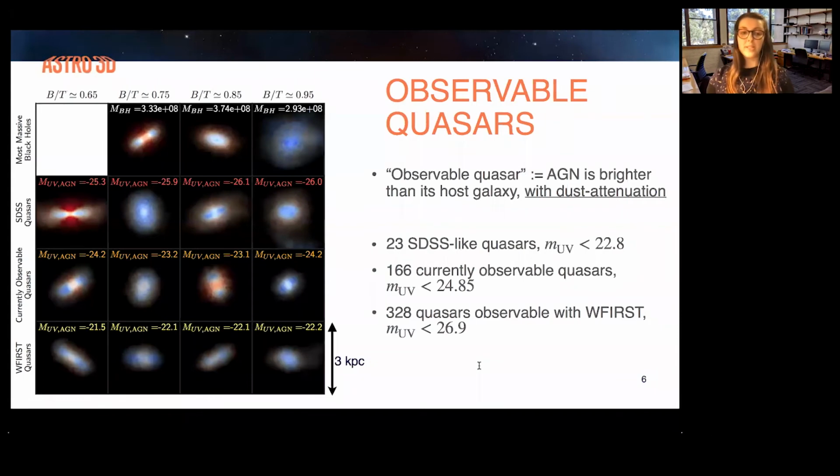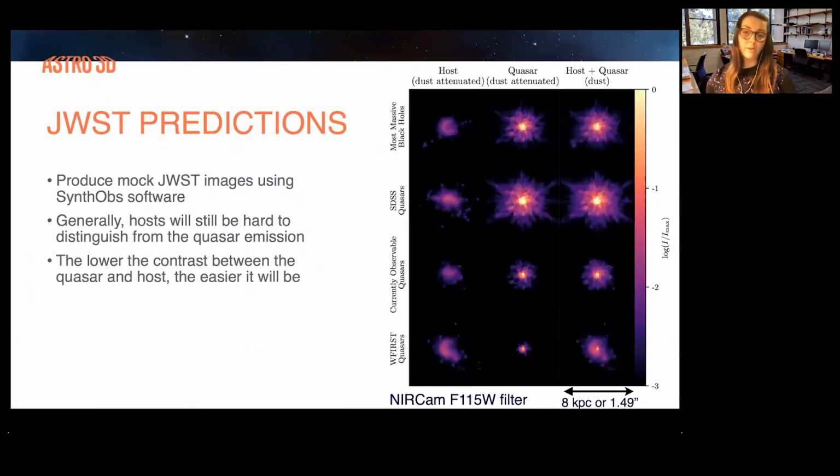And so here we just have some images of the stellar mass distributions of a range of these objects. So we can make predictions for what we expect to see with James Webb using software called SynthObs. And so here we have plots using the NIRCam F115W filter. So this is the bluest filter, redward of the Lyman break at redshift 7.